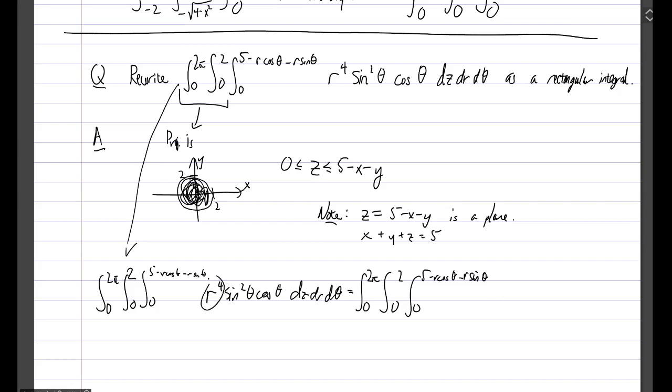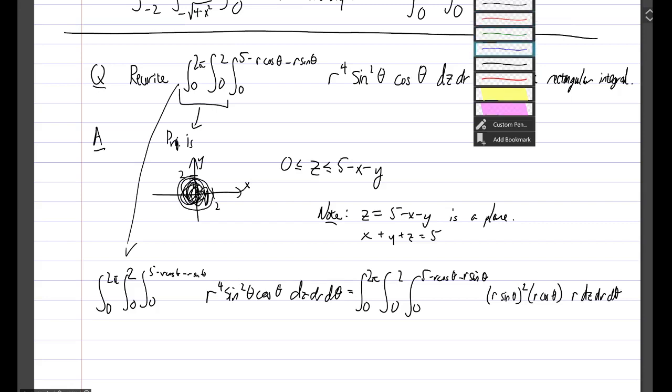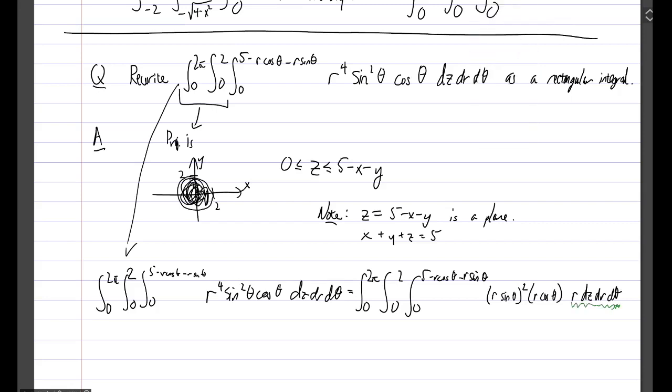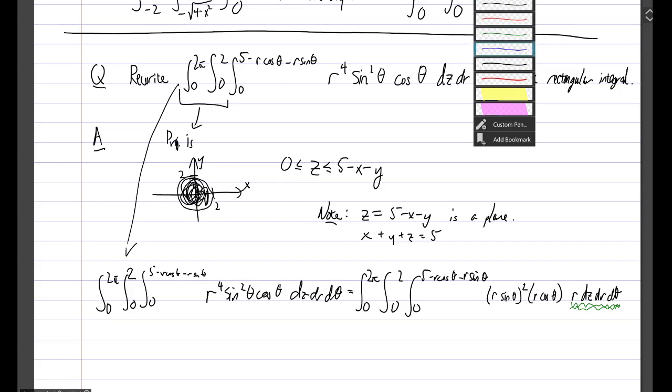Instead of r to the 4th, I'd like to split it up as r sine theta quantity squared, and then have an r cosine theta. Now we've covered 1, 2, 3 of the r's. There's one final 4th remaining r. Good thing we have r dz dr d theta. Now it's all of that. Okay, now all 4 factors of r have been accounted for. It's this part right here, underlined in green squiggle, that's going to be dV.